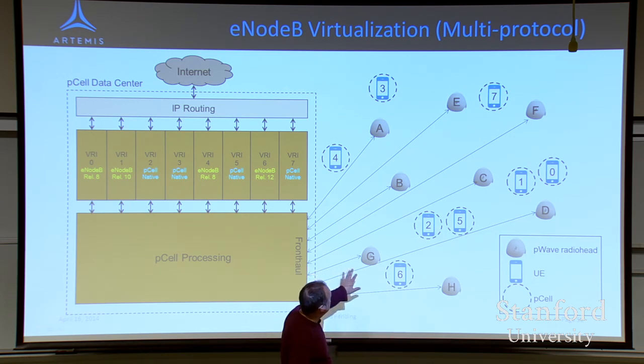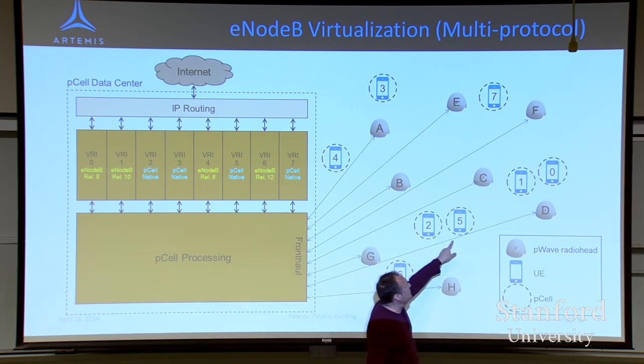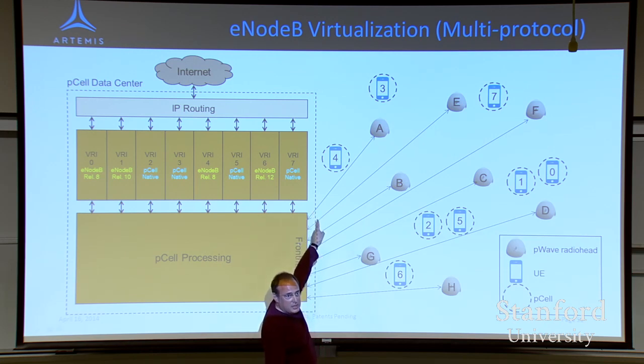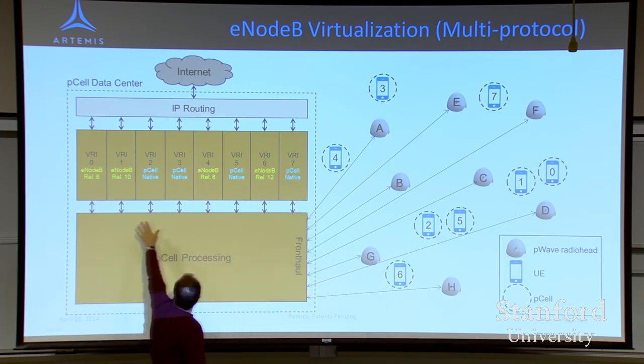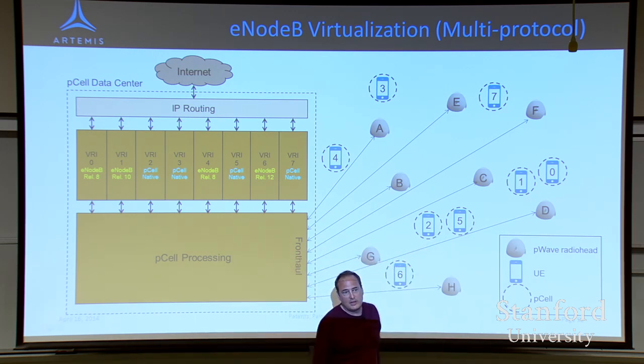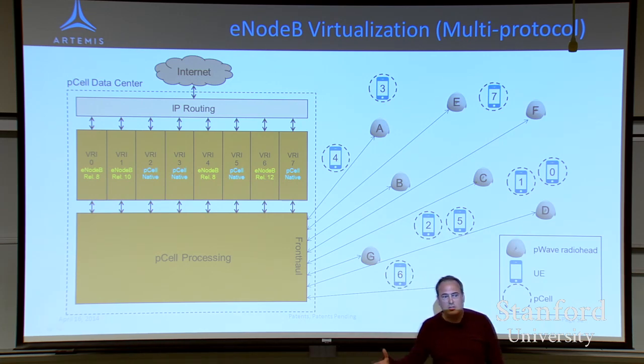In this case, user 5 would be receiving in the same spectrum, using the same infrastructure, pCell native. User 4 would be receiving release 8, limited to 64 QAM. Meanwhile, user 1 over there would be receiving release 10. We don't use any of the LTE advanced features other than the higher coding rate.